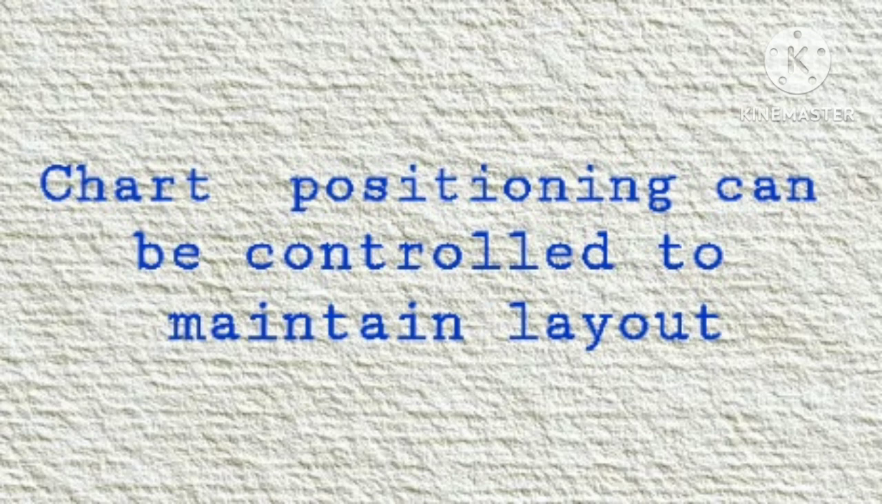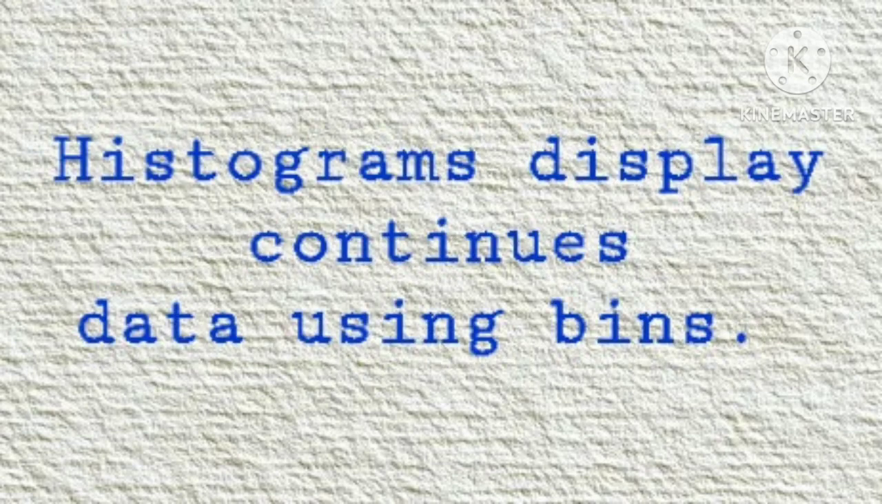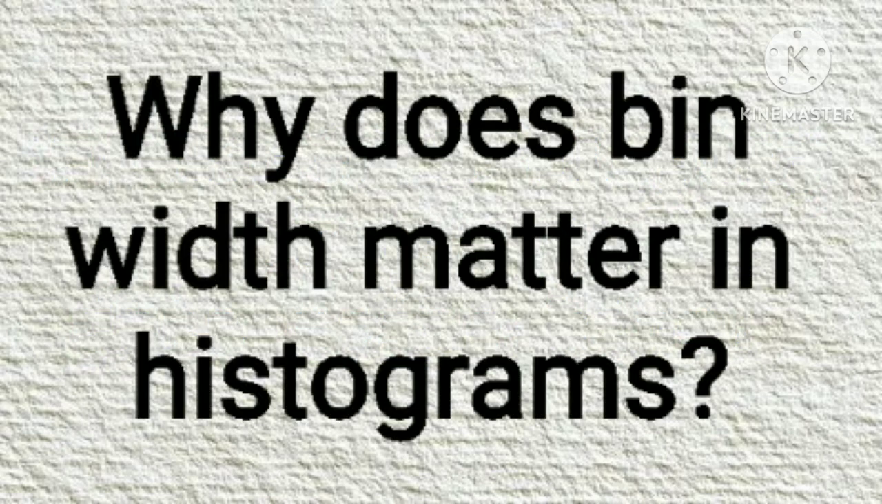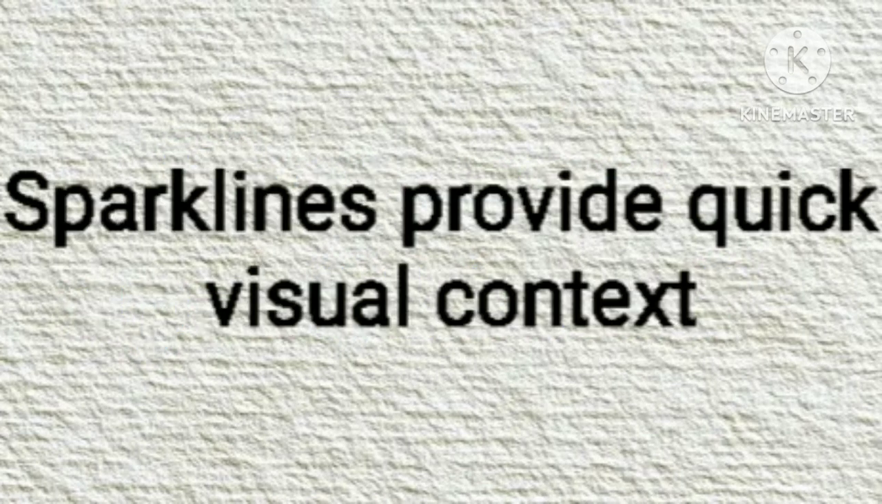In the section on chart statistics, I learned the difference between a histogram and a column chart. A histogram works with continuous data, where one bin follows directly into the next and the bin width can be adjusted to better show distribution. I also explored sparklines, which are small charts placed inside cells. They are especially useful when data runs horizontally and you want a quick visual summary next to the numbers.